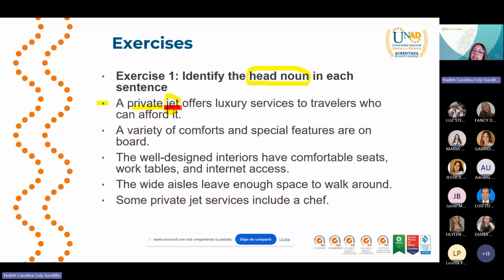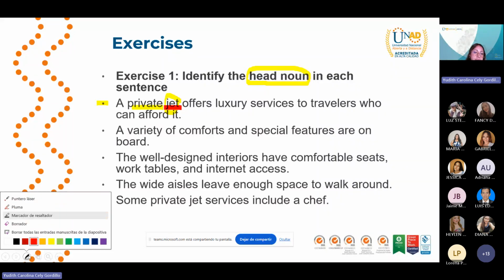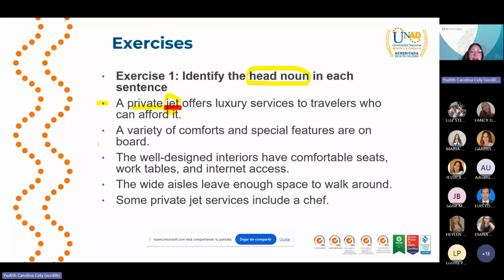What happened with the jet? This is the private luxury service used by travelers who can afford it. All that information is extra information. That's perfect, you did a good job. Let's continue. The second one: a variety of comforts and special features are on board. What do you think is the head noun in this statement?